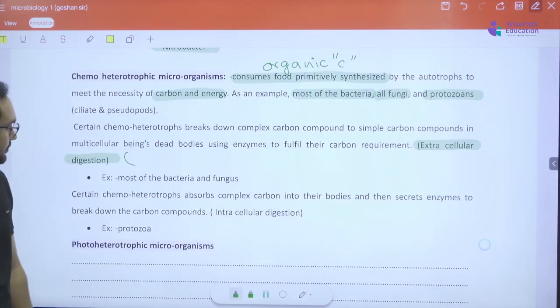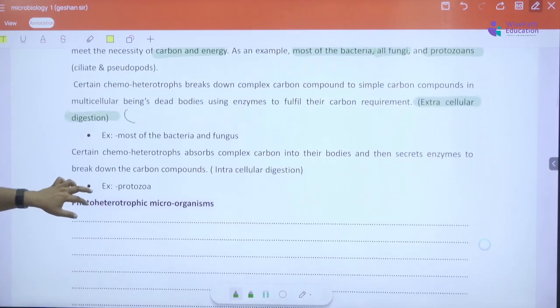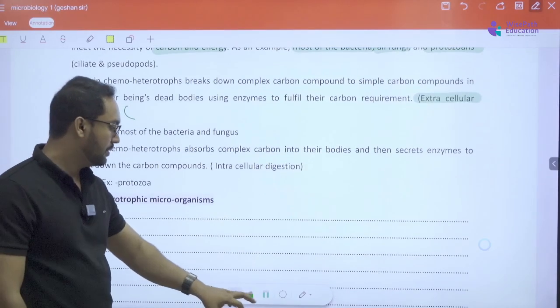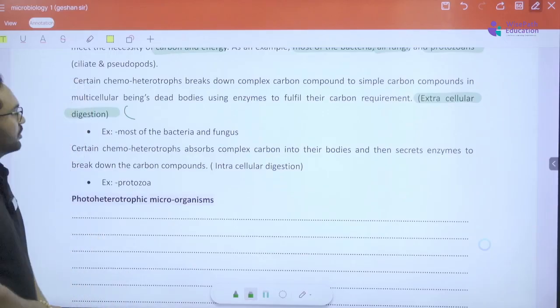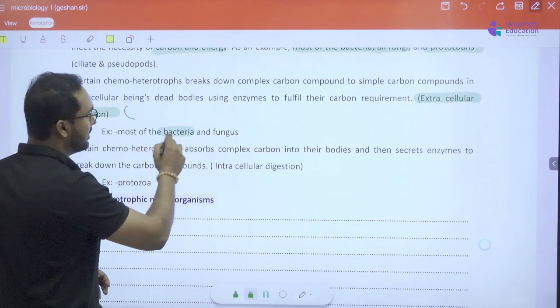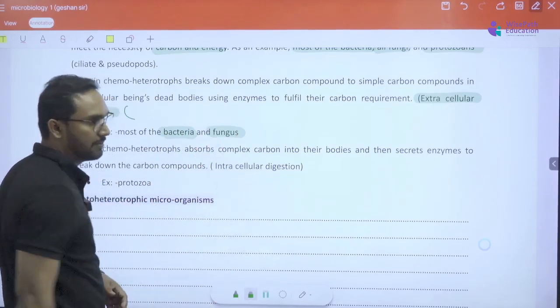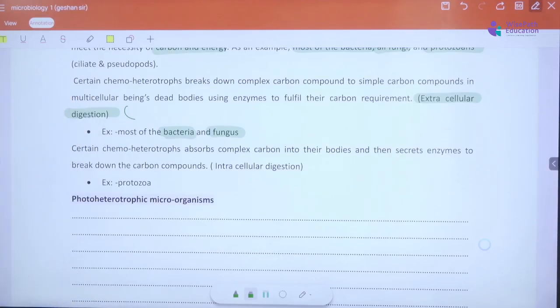Right? And who does the extracellular digestion mostly? The bacteria and funguses, right? The bacteria and funguses do the extracellular digestion mostly, right? And there will be questions on these things.